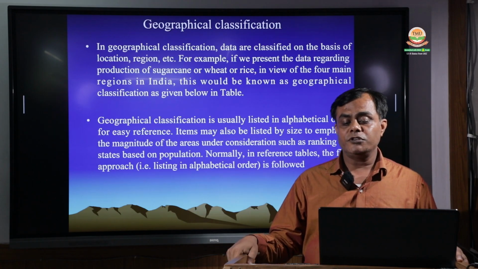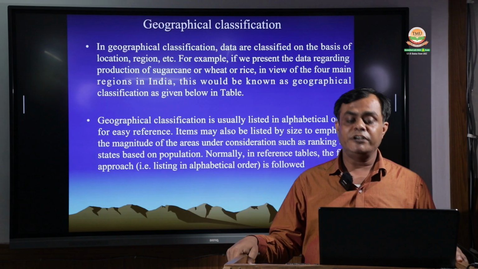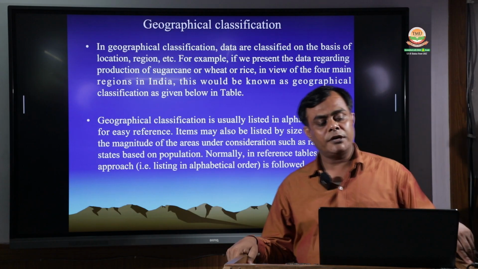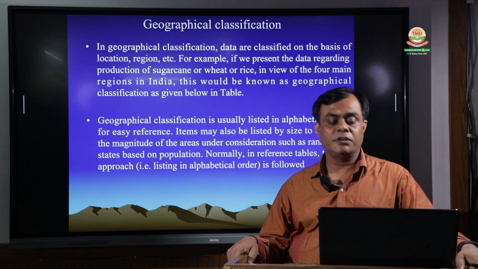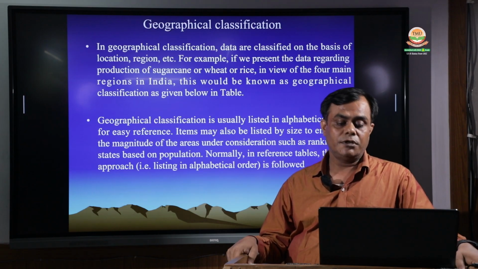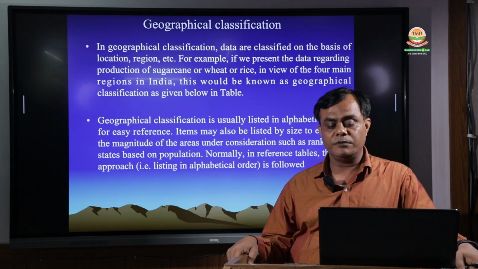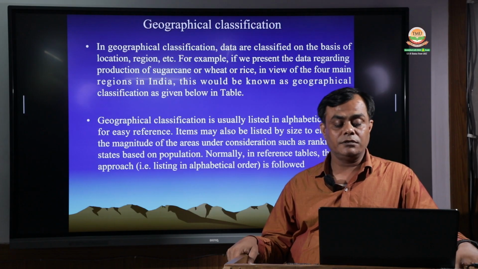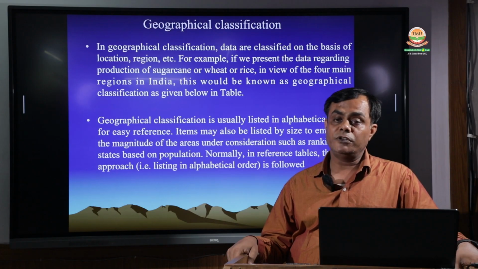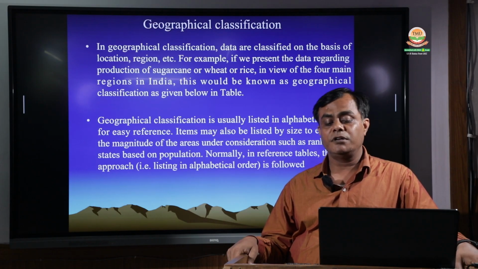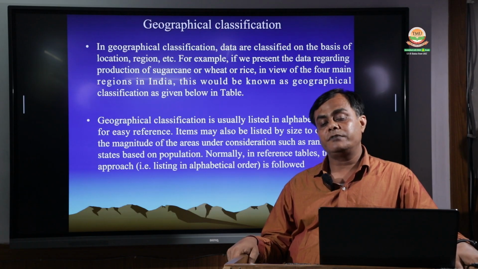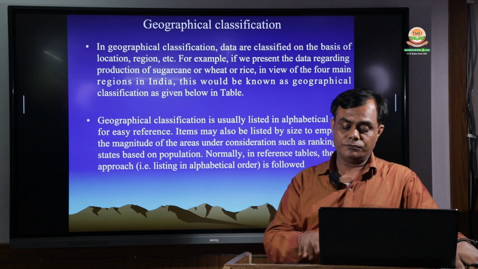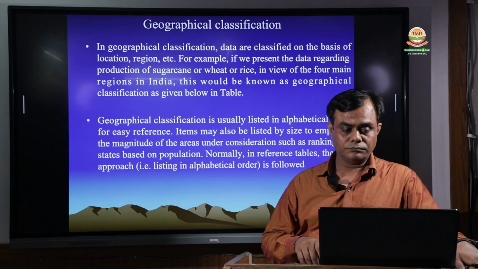Geographical classification is usually listed in alphabetical order for easy reference. Items may also be listed by size or emphasis, the magnitude of the area under consideration, such as ranking the states based on population. Normally, the reference table in the first approach is listed in alphabetical order, as follows.